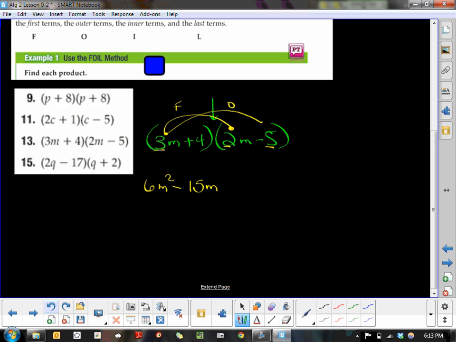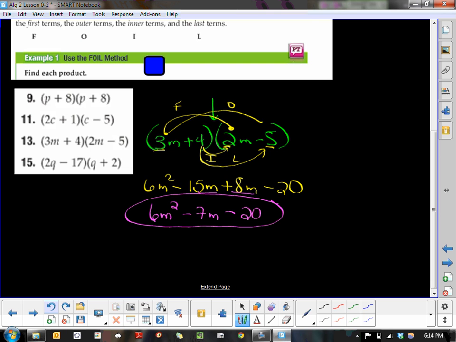Now we're going to do the innermost two, the two that are closest together. That's a 4 times a 2m, which is 8m. And then we're going to finish off our distributive property with our last, our L, and that's a 4 times negative 5, which is a negative 20. Once you get done distributing, then we're going to collect our like terms. So 6m squared. As I said, most of the time they're in the middle. They don't have to be, but most of the time they are. It's a negative 15m plus 8m. That's a negative 7m minus 20. We collected all our like terms, and we simplified number 13 as much as we could.